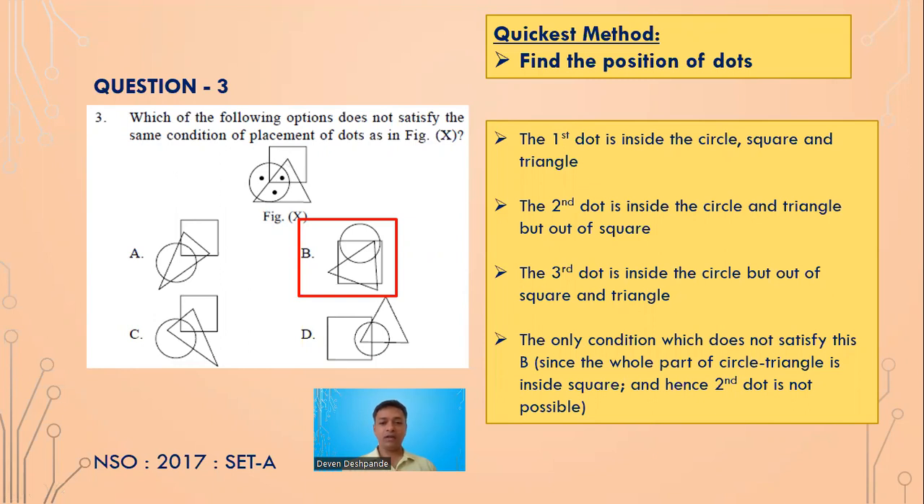You'll see that only condition B does not satisfy, because the whole part of the circle and triangle intersection is within the square, isn't it? So if you want to fit a dot which is inside the circle and the triangle but out of the square, it is not possible in B, because the whole of this intersecting part is inside the square. So option B is not possible.